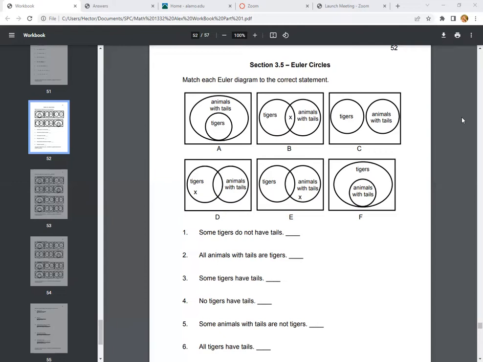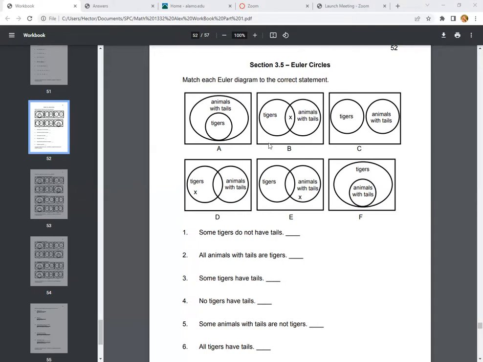As you can see from the Venn diagrams there, you have animals with tails and tigers. So think of these as two sets. And so we are looking for the representation that makes sense based on the statement. So if you look at the first Euler diagram, A, this one is saying that all tigers have tails, right? Because all the tiger set is inside the set of animals with tails. So that wouldn't work. If you look at B, this one says that some tigers have tails, but what we want is some tigers don't have tails.